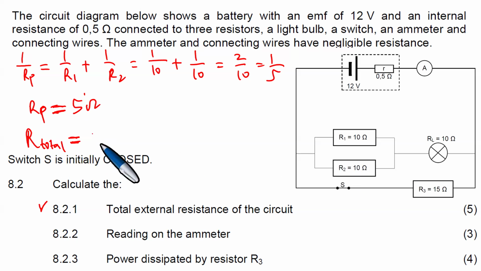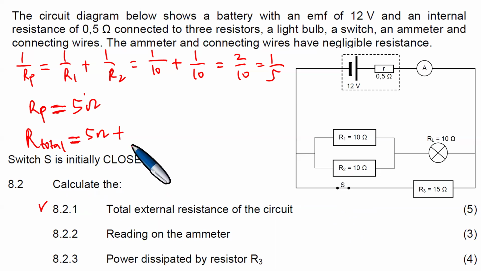Okay, so you add everything, yeah? So it's going to be 5 ohms for this one, for the parallel combination. And then when the switch S is initially closed, right? So if the switch S is initially closed, as it is closed, you need to find the total resistance there.